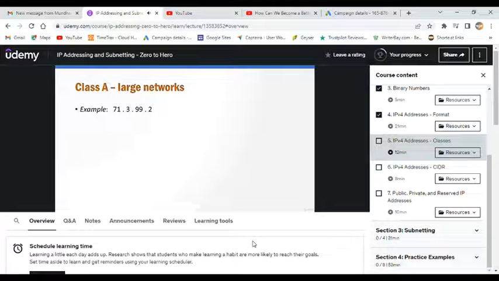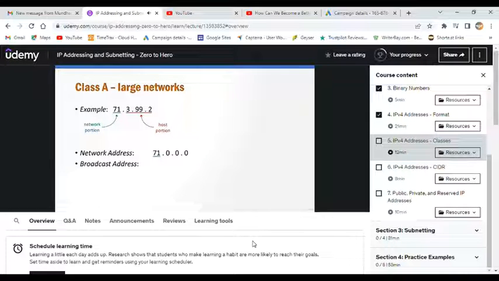71.3.99.2. This is the network portion. So 71, the first octet, is the only octet that represents the network portion. The other 3 octets represent the host portion. Now, how do we determine the network address? We take the network portion, we copy that, and then in the host portion, we put zeros. So 71.0.0.0 is going to be our network address for this example.